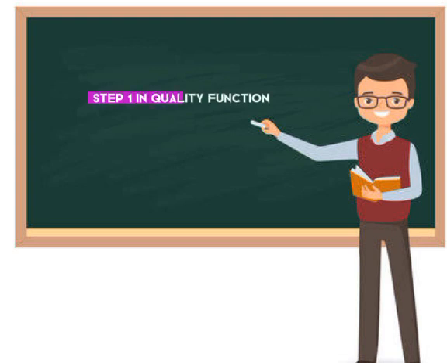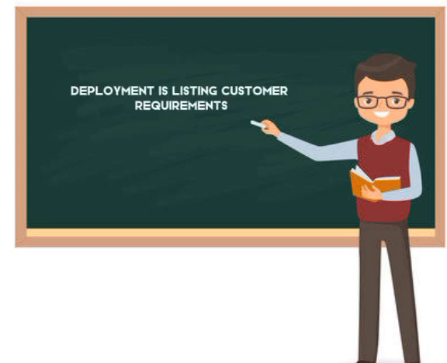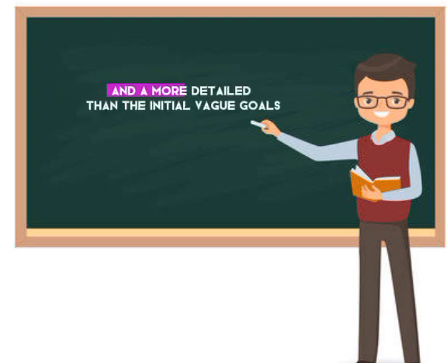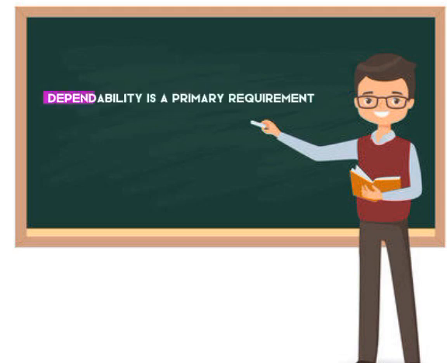Step 1 in quality function deployment is listing customer requirements. These requirements can be primary, secondary, or tertiary, and are more detailed than the initial vague goals. For example, dependability is a primary requirement, and reliability, longevity, and maintainability are secondary requirements.